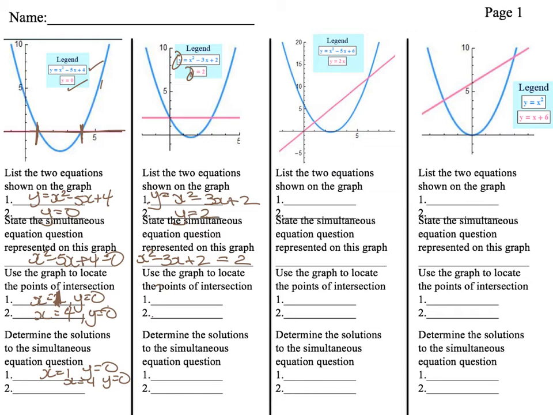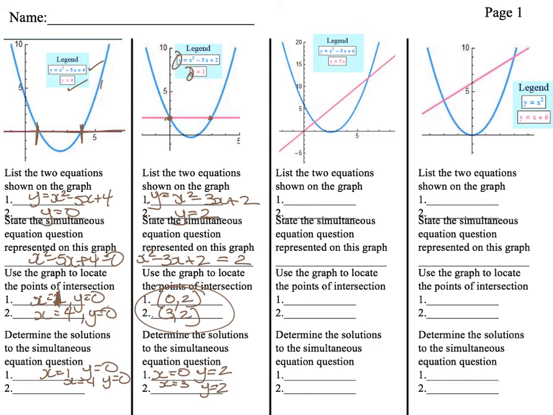The points of intersection are (0, 2) and (3, 2). So therefore the solutions are x equals 0, y equals 2, and x equals 3, y equals 2, which we can read straight off of these points here.